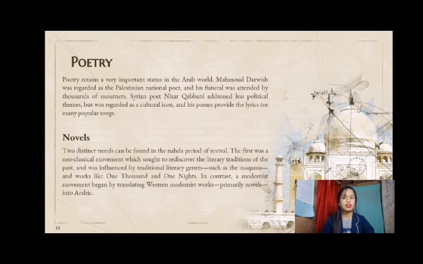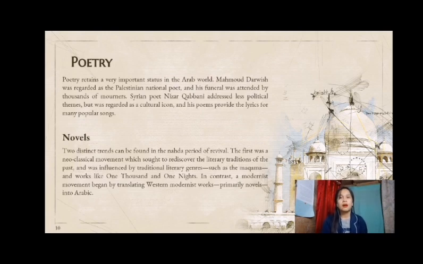Next, the poetry during modern literature. Poetry retains a very important status in the Arab world. As I said earlier, poetry began in history and continued to evolve and grow during modern literature.